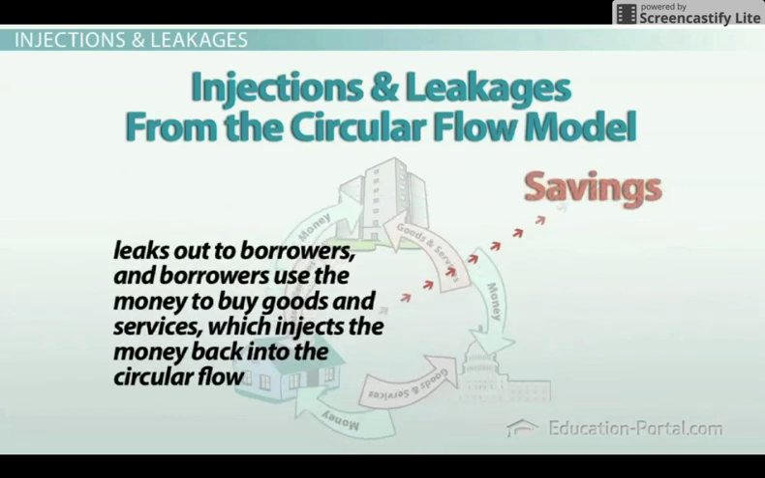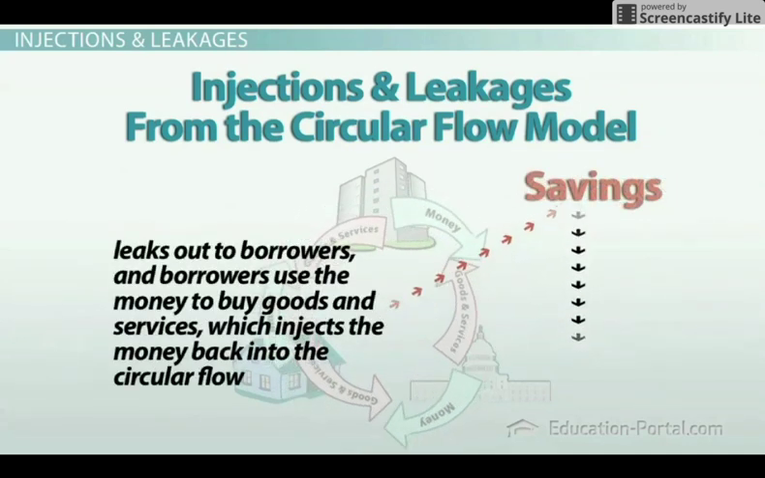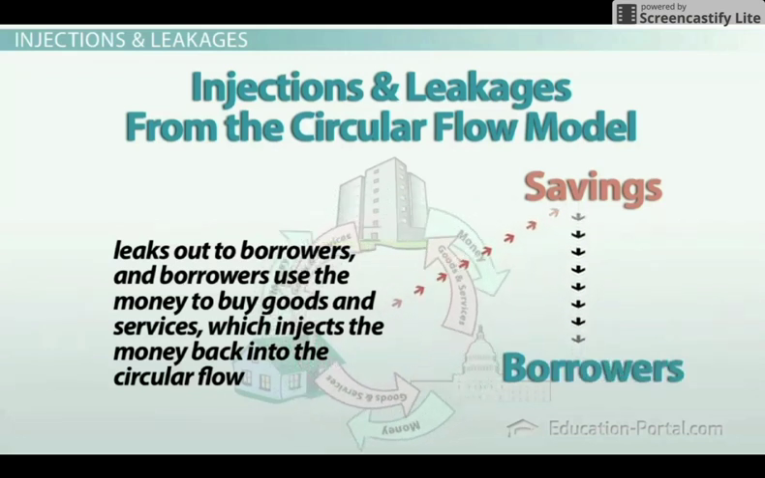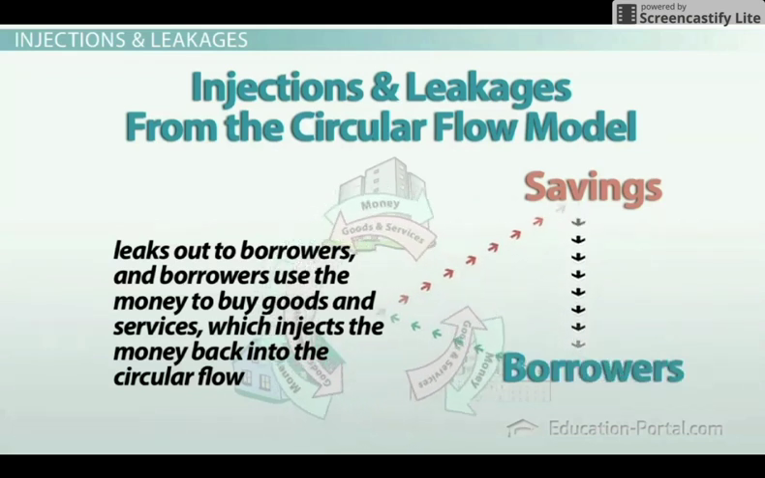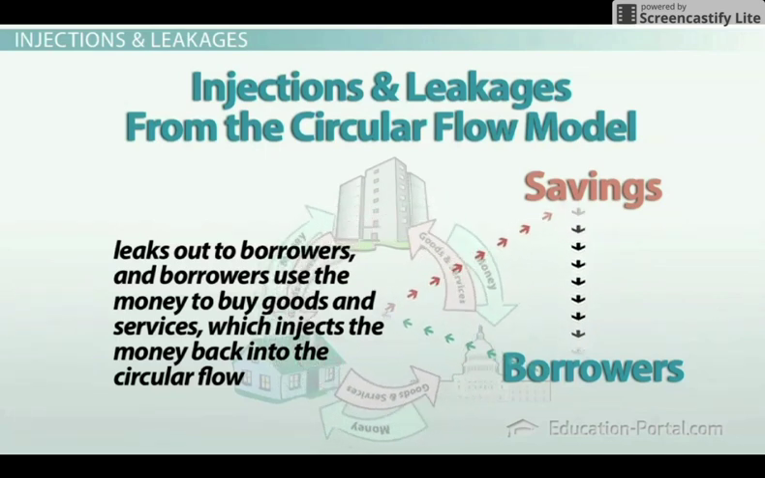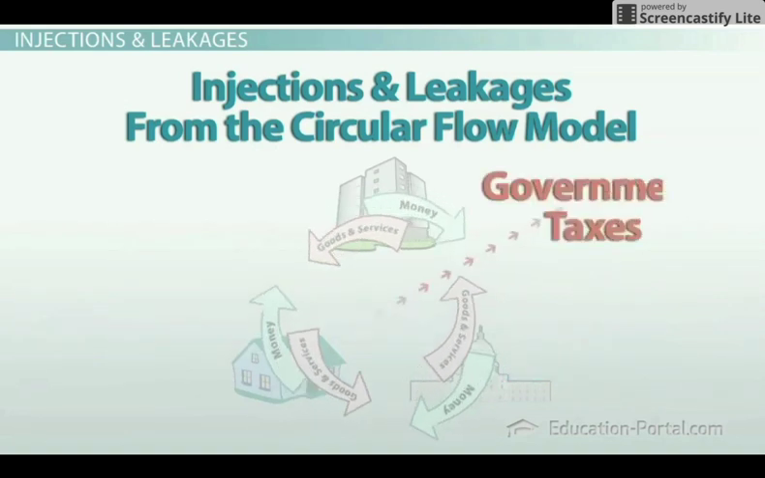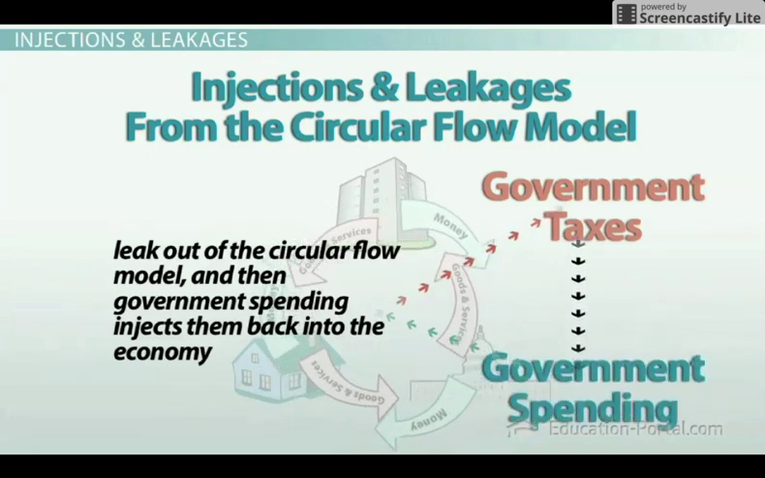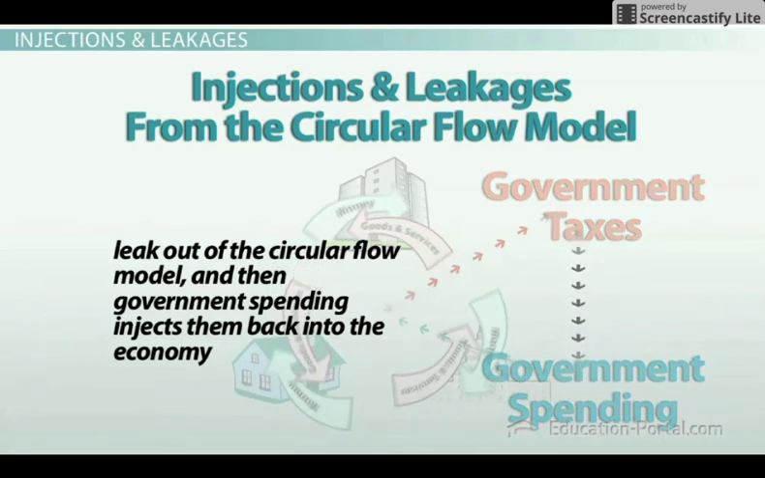Savings leaks out to borrowers as it goes through the banking system, and borrowers use the money to buy goods and services, which then injects the money back into the circular flow. Government taxes leak out of the circular flow model, and then government spending injects them back into the economy.